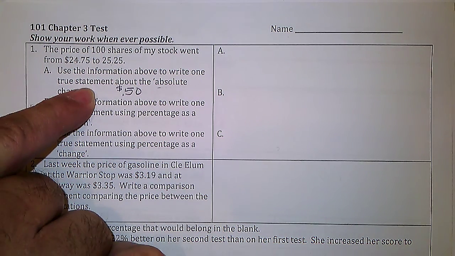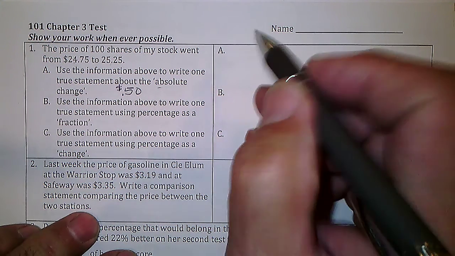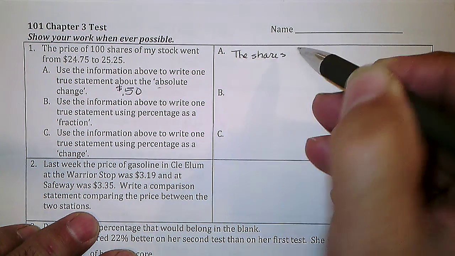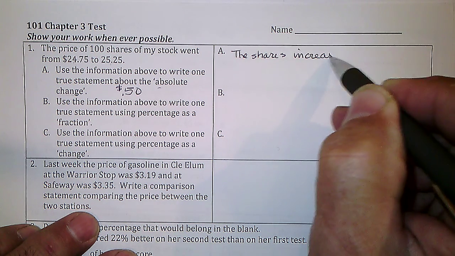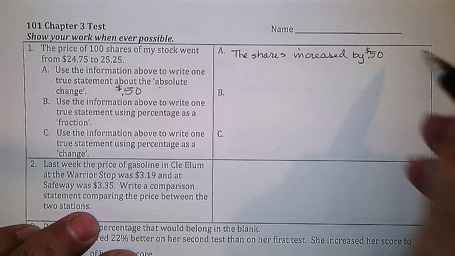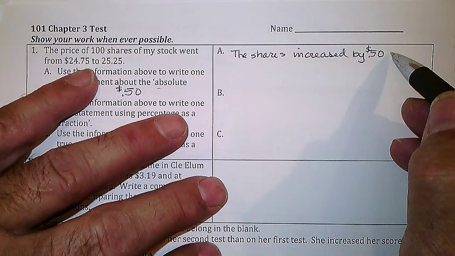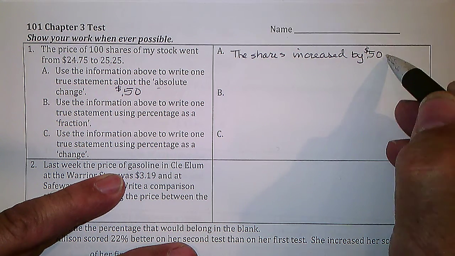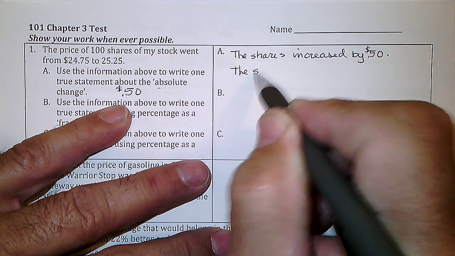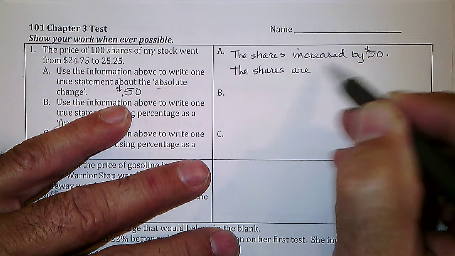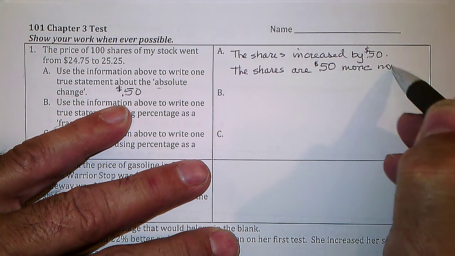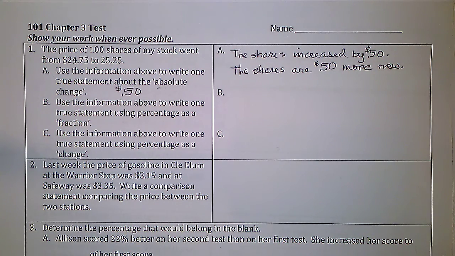Now, to write a sentence using that, you can say the shares increased by 50 cents, okay, or the shares are 50 cents more now, or something like that. Okay.